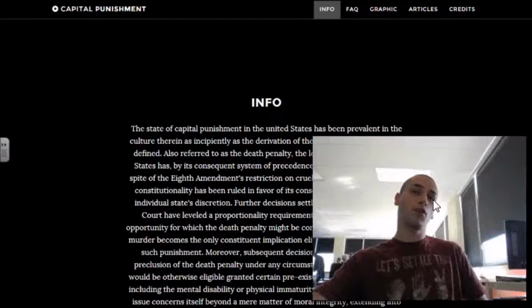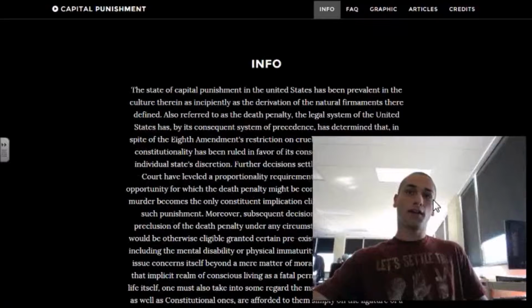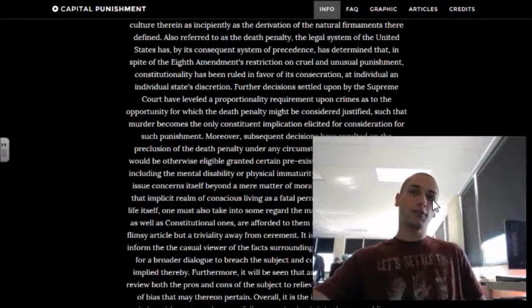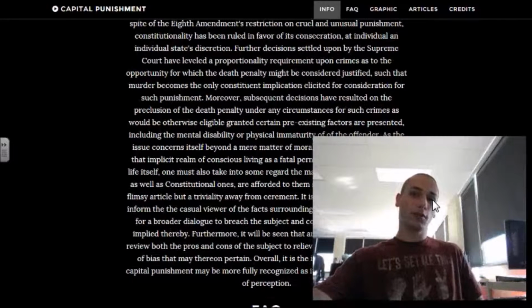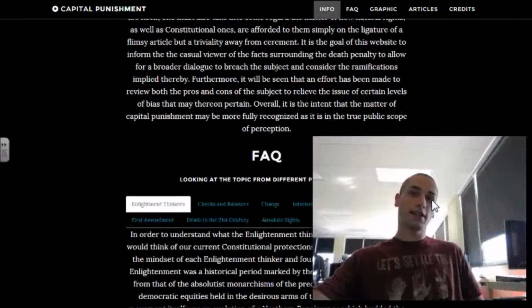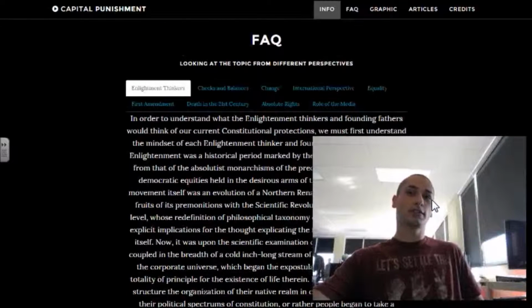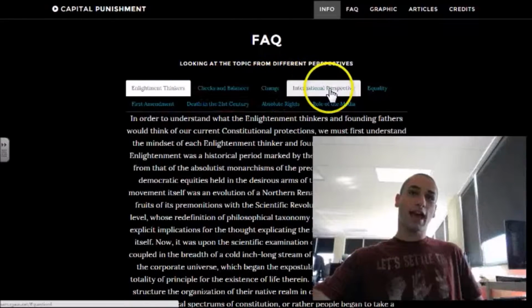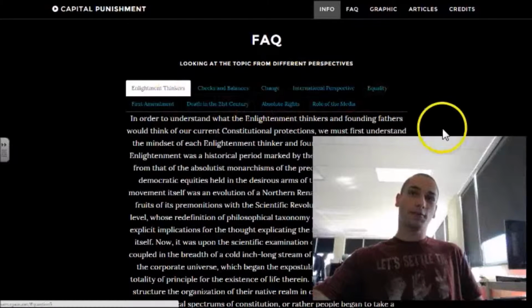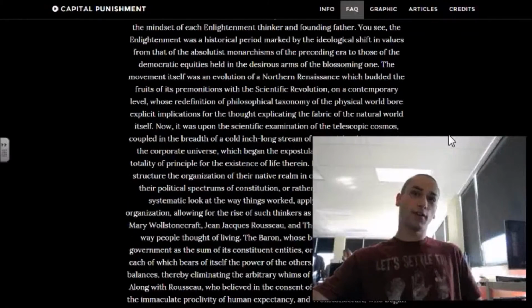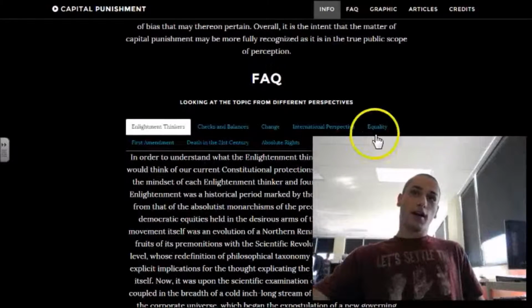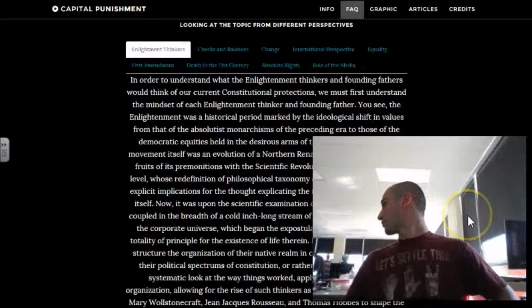Alright guys, the first section we have is the info section, and that's basically an overview of capital punishment, what it is, how it is used in the United States, what the legality behind it is, just a general overview of the topic so you can understand what we're going to examine in the project. The section after that is the facts section, which looks at the different aspects of the topic through different lenses, and it answers the guide questions we were given.